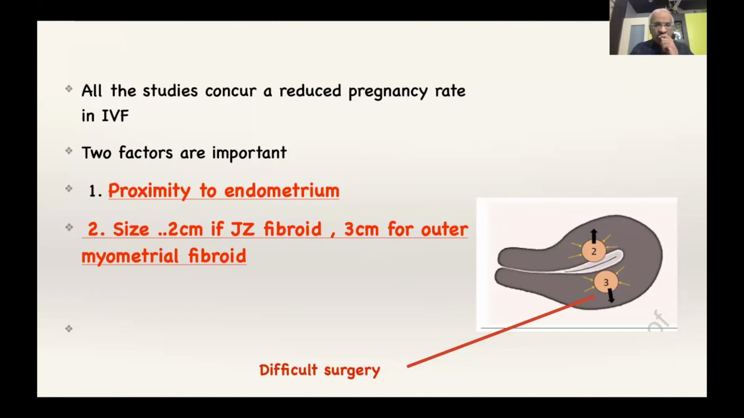If proximity to the endometrium is that important, can we not give some medical treatment so that the fibroid regresses away from the endometrium and in turn improves the implantation rate? It's a very logical hypothesis, but we really don't know whether any studies like that exist.